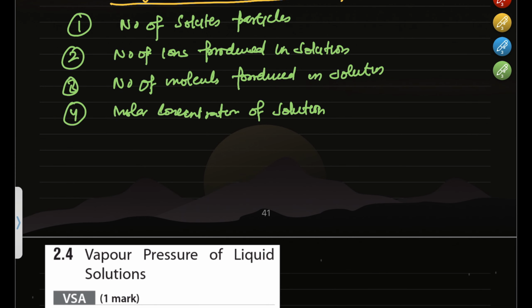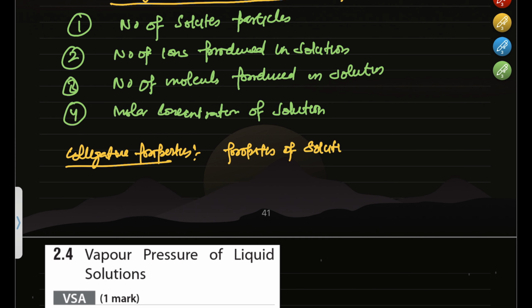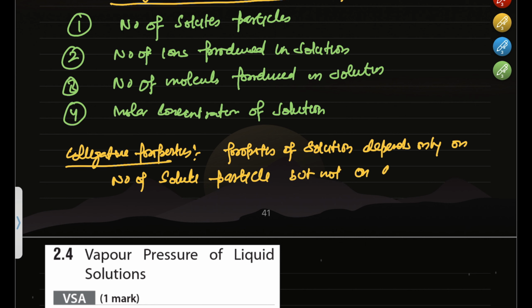So now we can define the colligative property. Colligative properties are properties of the solution that depend only on the number of solute particles, but not on the nature of the solute particles.